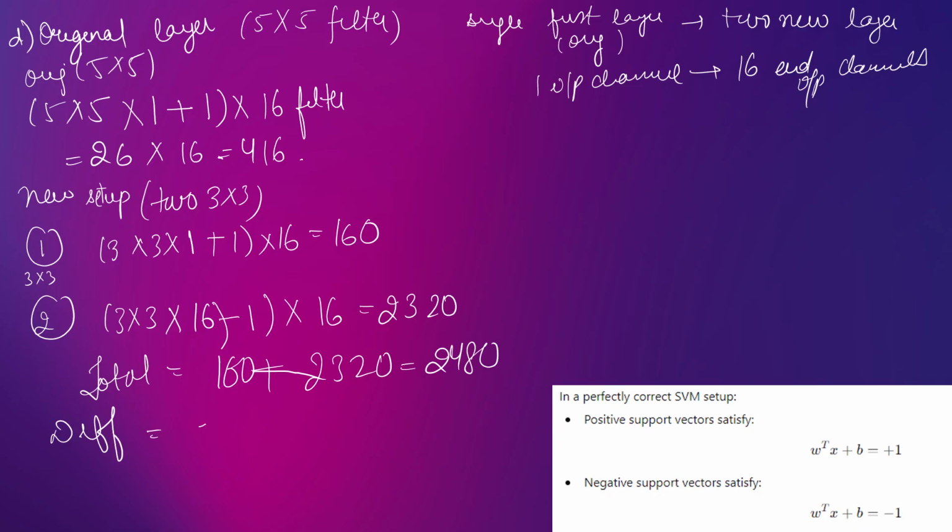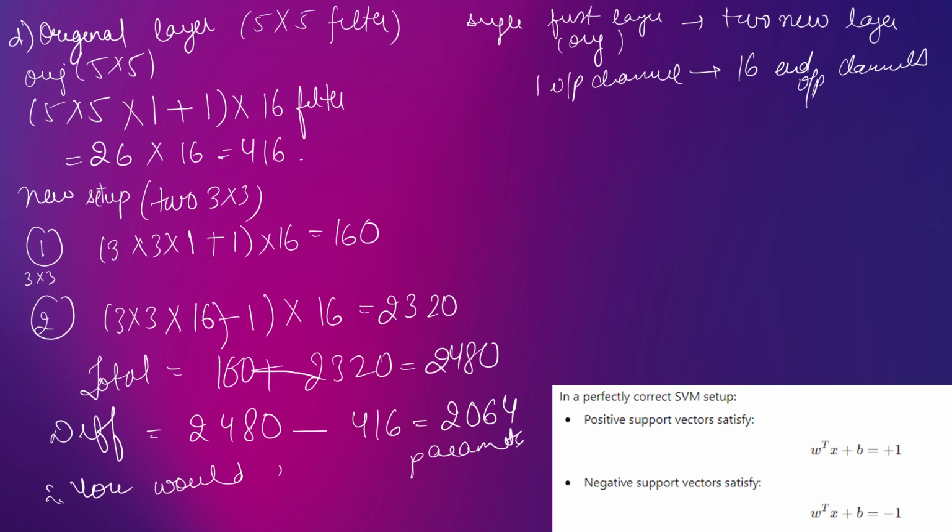Now your difference when you calculate 2480 minus the original 416 is 2064 parameters. Thus, you would add 2064 parameters. Now this I attached as a note.